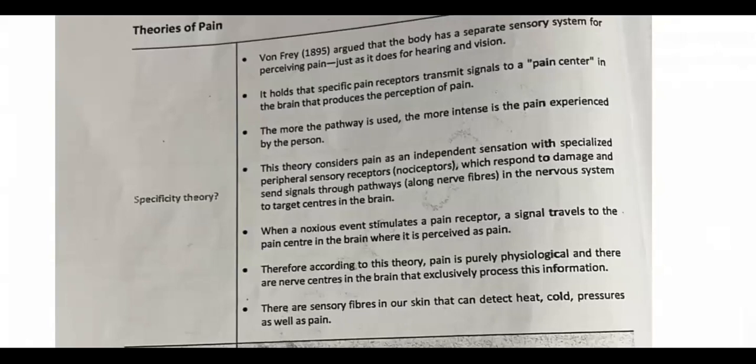Why is it called specificity? Because they're saying that there are specific pain receptors. Receptors are basically responders, the neurons that respond to the pain. So they're saying that there is a specific whole process of how you're going to perceive pain.